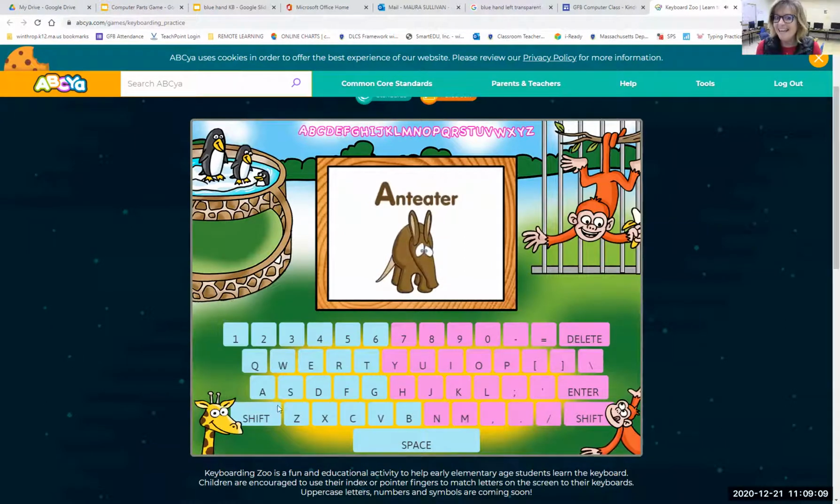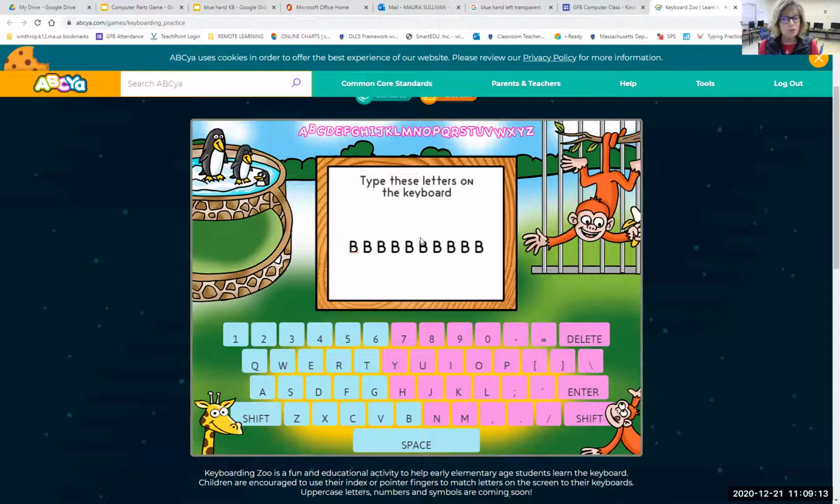A is for anteater. An anteater is A, boys and girls. Remember, this is the Keyboard Zoo, so we're going to reveal lots of animals. A was for anteater. Here comes the letter B. I still have my left hand. I'm looking for that B. Everybody see it? Tap it.